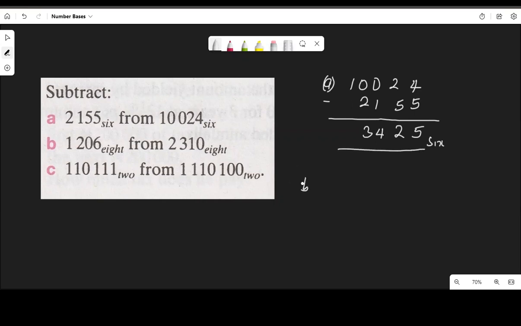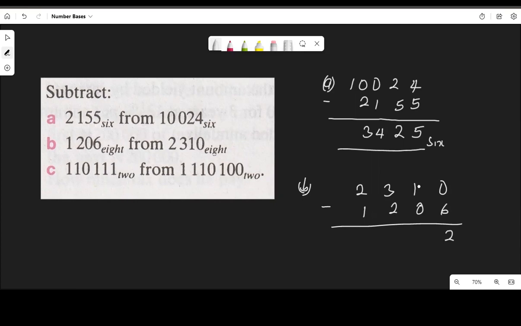And for the second one, we have to subtract 1206 in base 8 from 2310 in base 8. 2310 minus 6, 0, 2, and 1. Subtracting this, let's borrow 1 from here to this place, since 0 minus 6, that is not possible. And remember the operation is in base 8. So whatever we borrow from here is a bundle of 8. 8 plus 0 is 8. 8 minus 6 is 2.